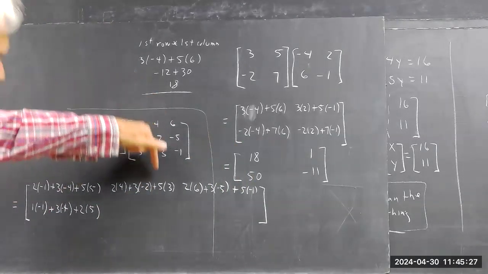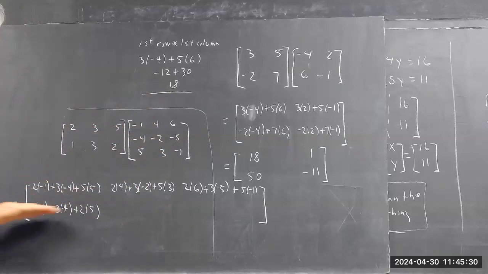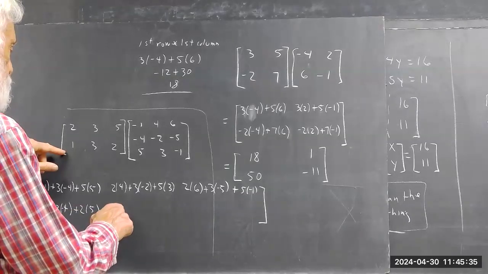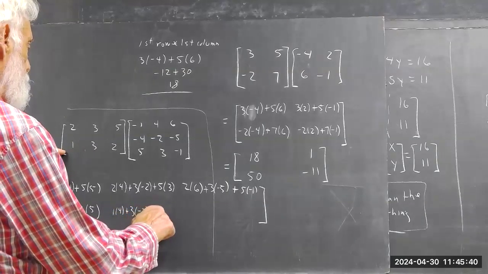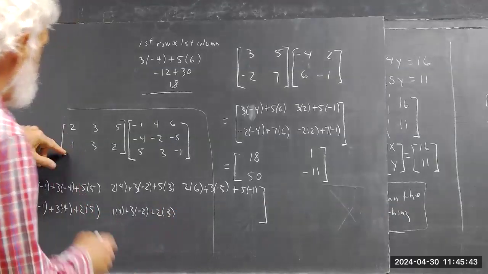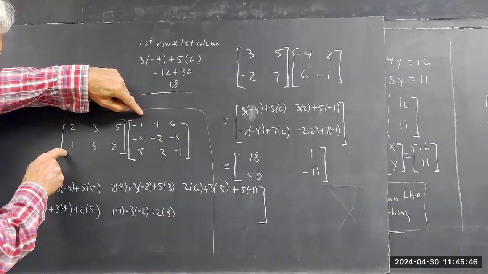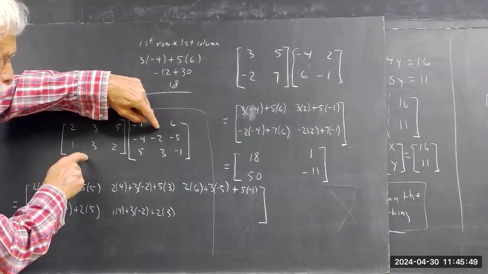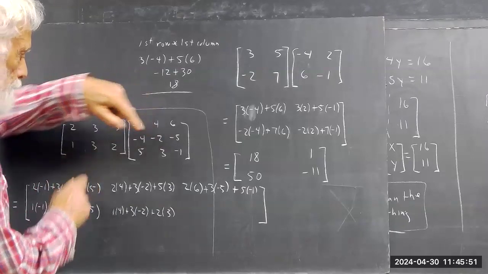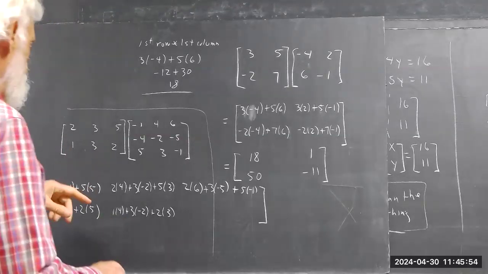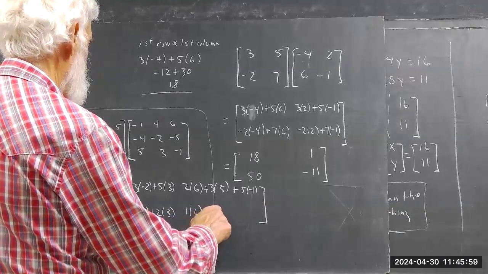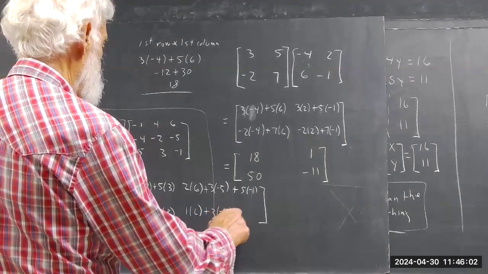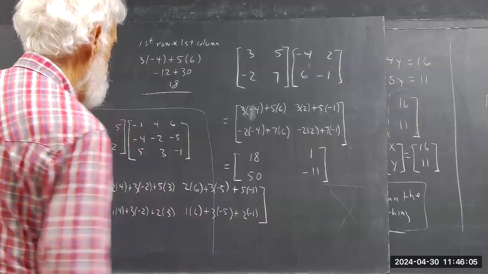Okay, now I'm going to write them out a little more quickly. The second row times the second column will go in the second row and the second column. So that's 1 times 4, plus 3 times -2, plus 2 times 3. Then I'm going to have 1 times 6 plus 3 times -5 plus 2 times -1.